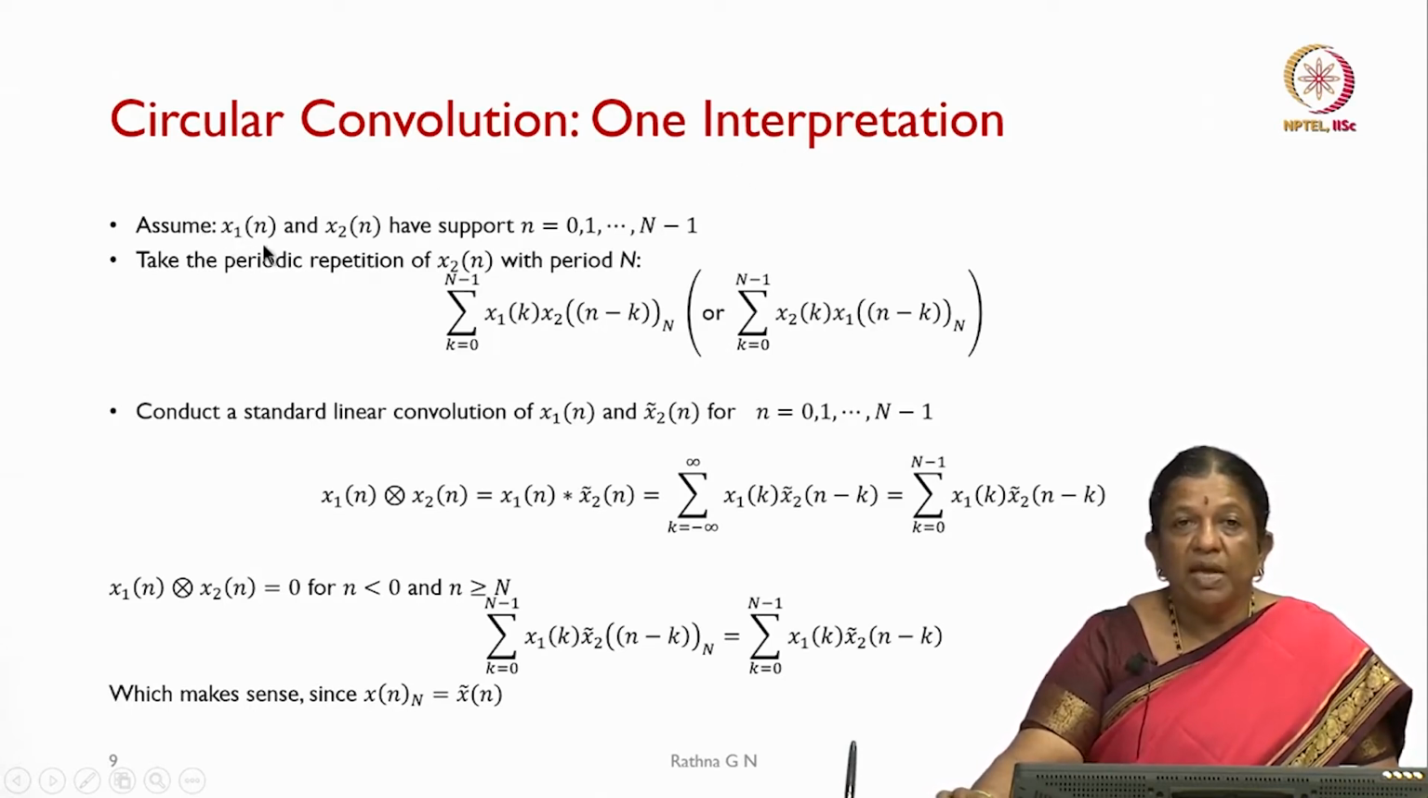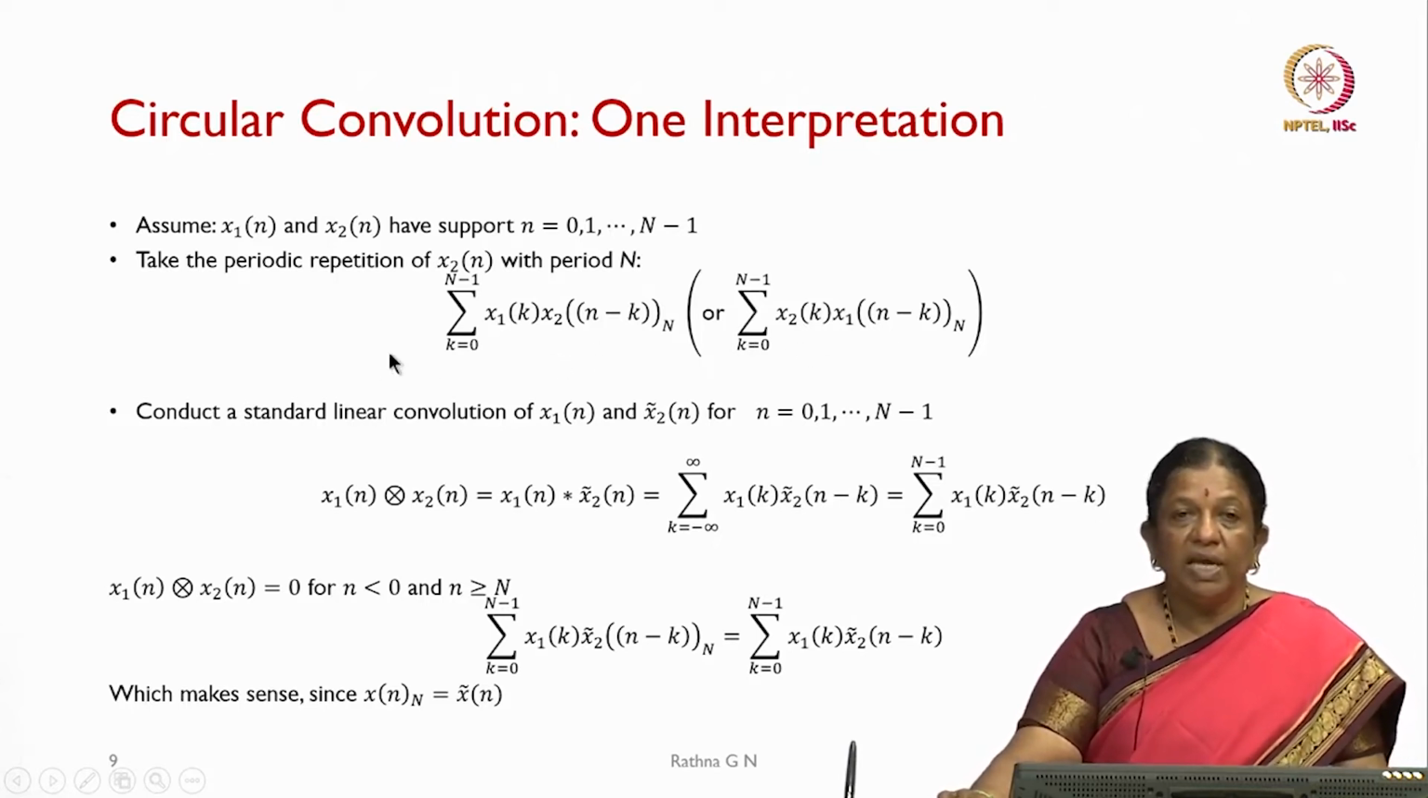We are assuming x1 and x2 have support n equal to 0 to n minus 1. Then take the periodic repetition of x2 of n with period n. We are assuming both are of size n in this case. Then it is the sum over k equal to 0 to n minus 1 of x1 of k into x2 of n minus k modulo n, or we can write it as x2 of k into x1 modulo n. Both are the same thing, so we can use any one of them.